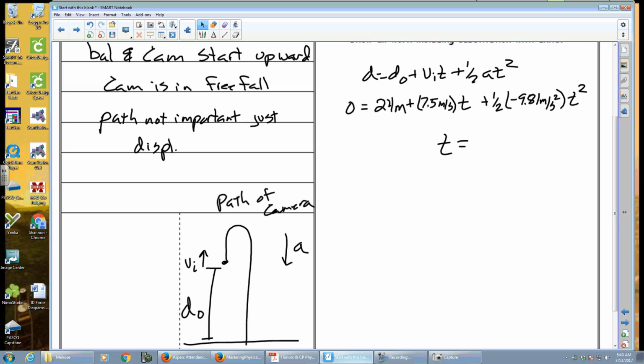What screws up a lot of people is they worry about, oh, wait a minute, it's going up and it's coming down. But we don't care about that. We look at the beginning, we look at the end. Because it's displacement, not distance.